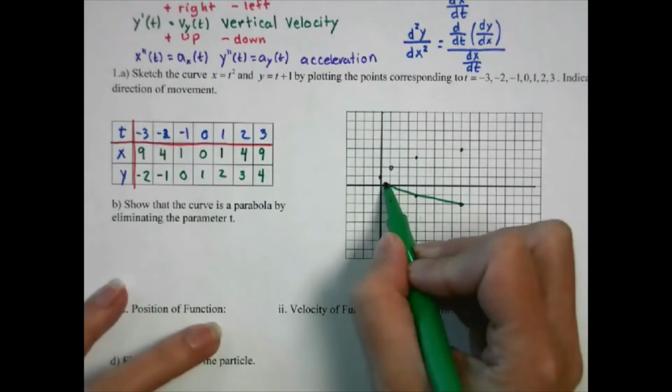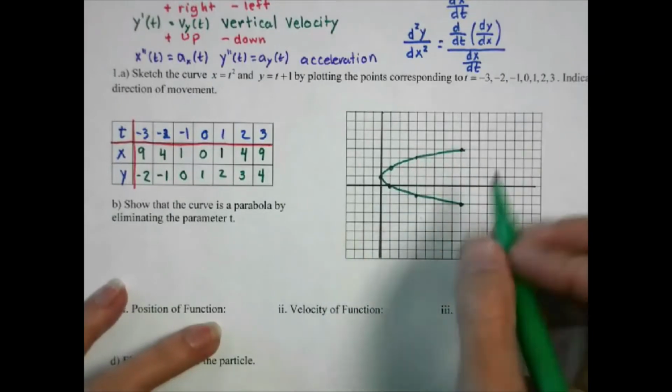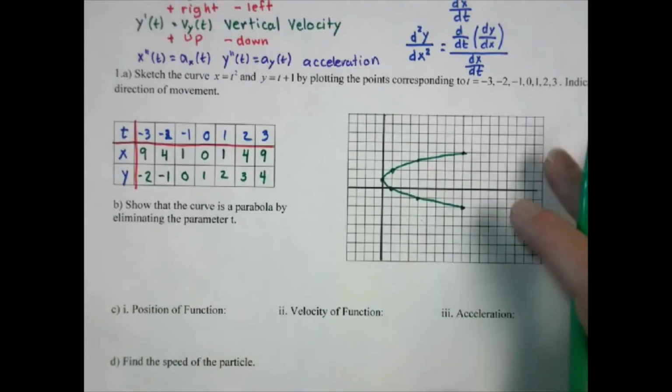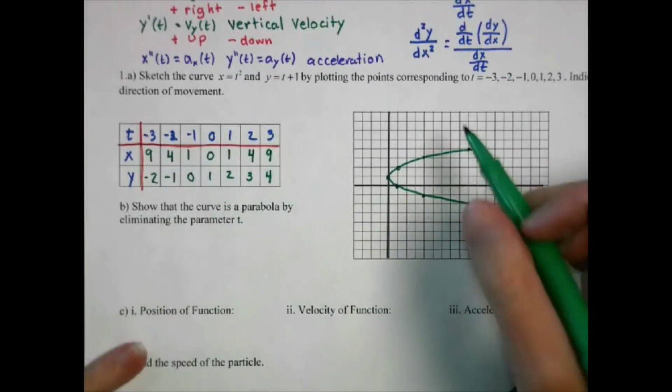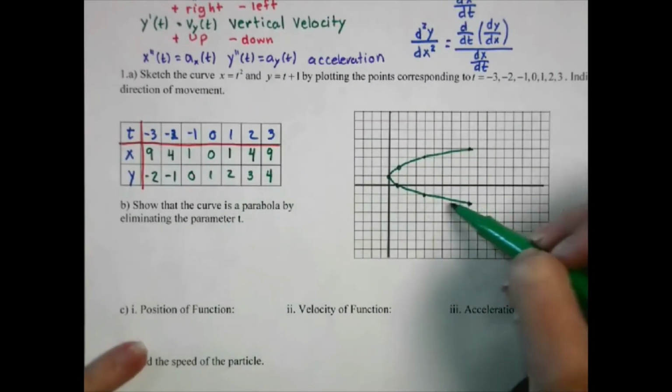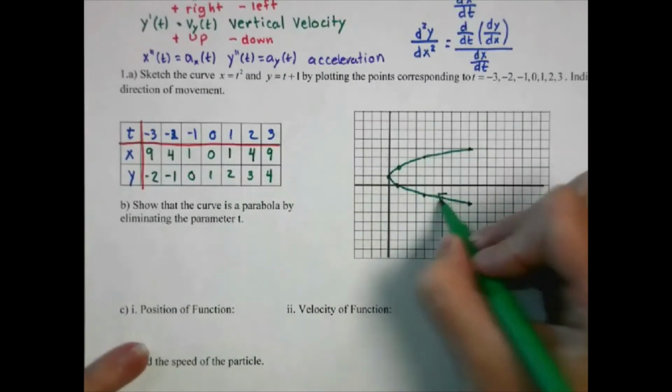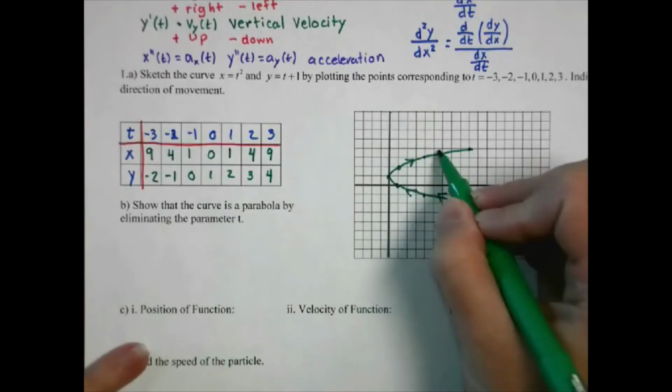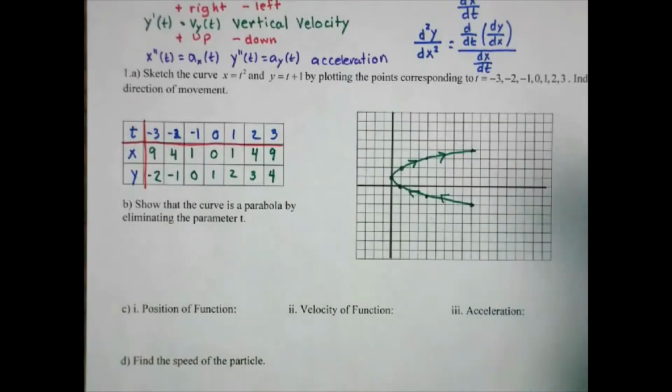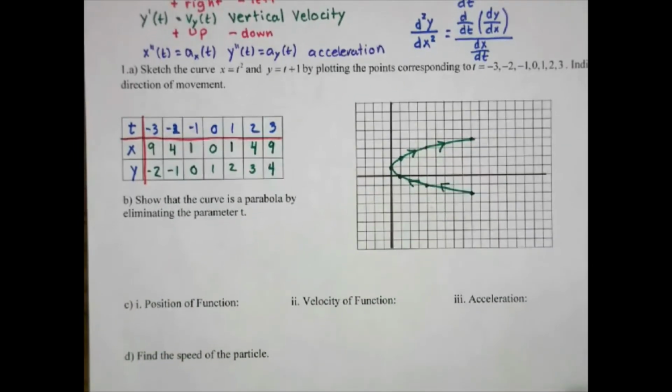So this ends up being a sideways parabola, indicating the direction of motion. As time increased, we started at this point and went around this way. So we'll mark that on our graph, because time is a feature here, it's just not necessarily shown graphically.